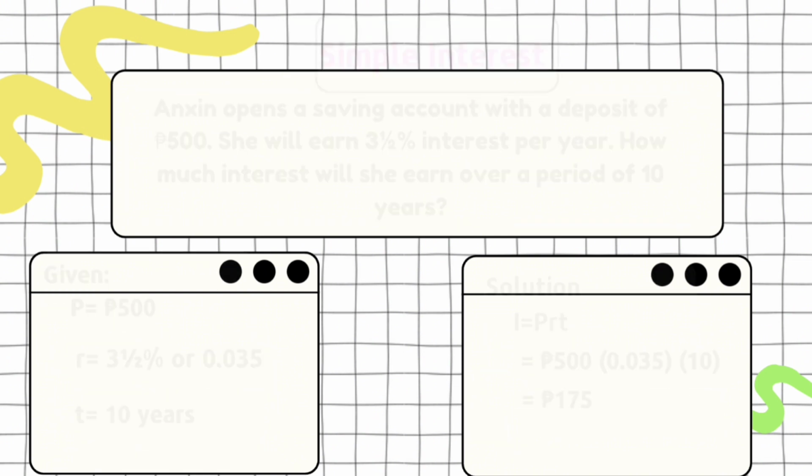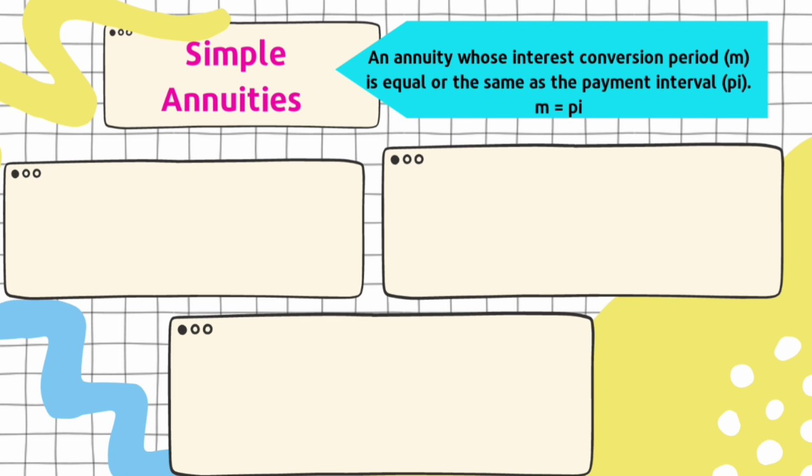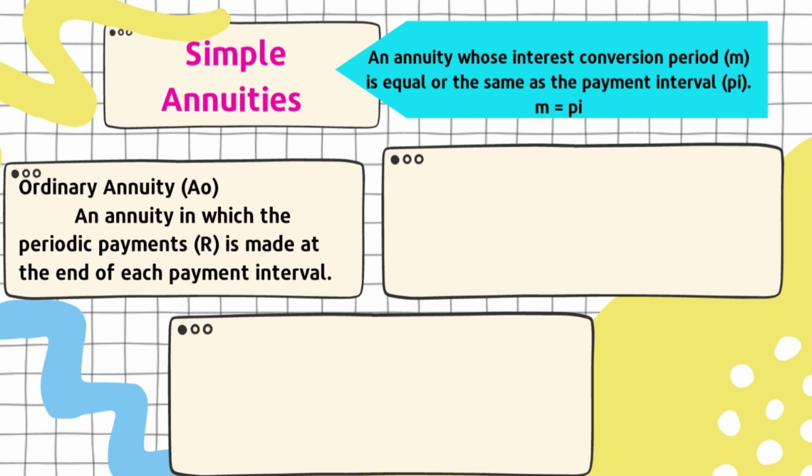Let's move forward to simple annuities. The simple annuity is an annuity whose interest conversion period is equal or the same as the payment interval, or M is equals to PI. There are three classifications of simple annuities. First is the ordinary annuity, an annuity in which the periodic payments are made at the end of each payment interval. An example of this is boarding house rent payment if the boarder is paying at the end of the month.